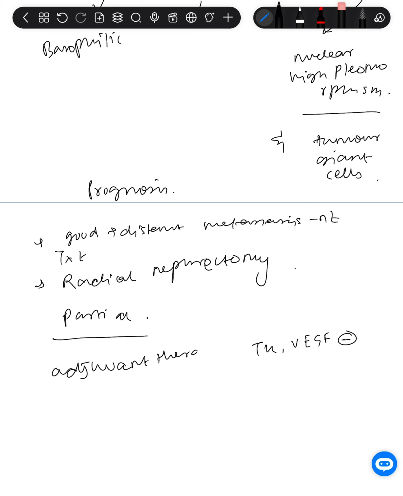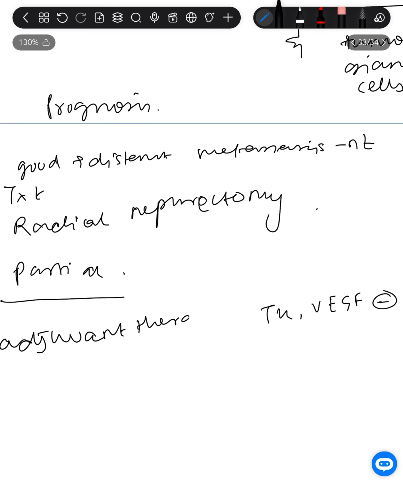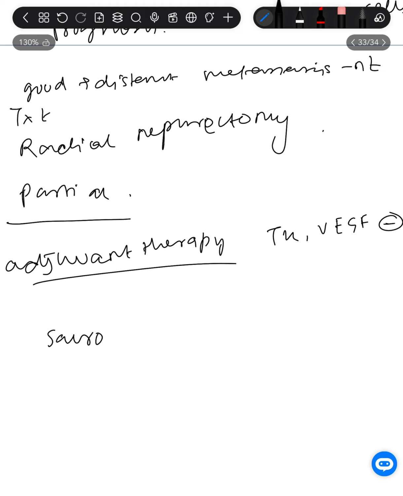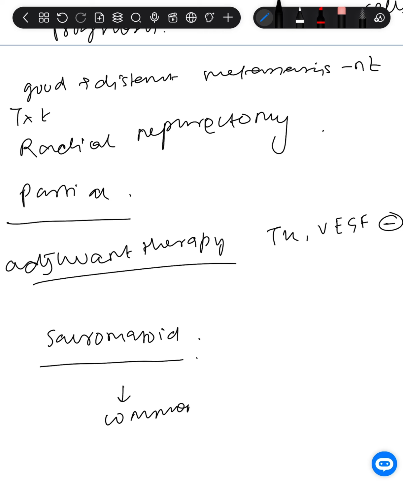One thing that I forgot to tell you, a very small point, is that we have a type of renal cell carcinoma also called sarcomatoid carcinoma. In this, it is the commonest sarcoma. Not that important, you can just skip it.